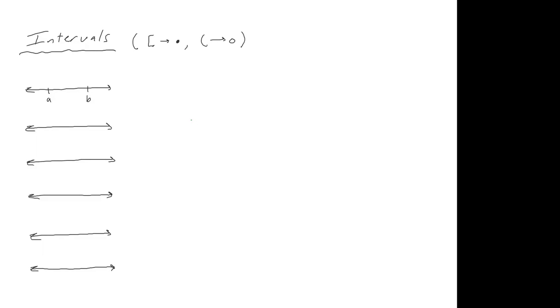So for example, if I do a parenthesis and a parenthesis from A to B, this is all the numbers between A and B, okay? Not including A and not including B, because it's like an open hole. So that's how we write this. This is called number line notation, where you actually just draw this whole thing.